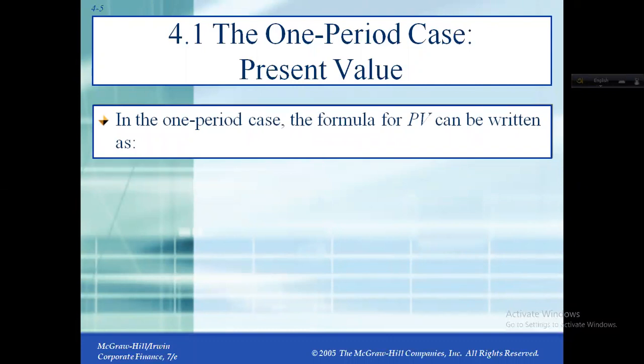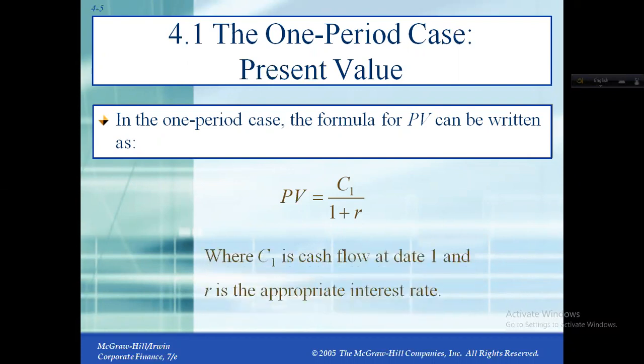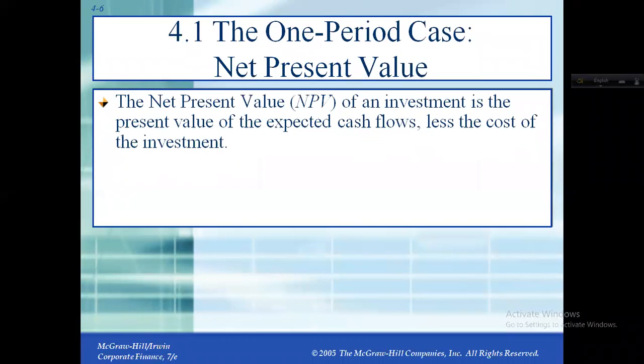So in one period case, the formula for present value can be written as present value equal to C1 divided by 1 plus r to the power t or n. C1 means future value that will be gotten in future. Where C1 is the cash flows at date 1, 1 means in future, and r is the appropriate interest rate. The net present value of an investment is the present value of the expected cash flows less the cost of the investment. So actually we can say that NPV equal to minus outflow plus total present value of cash inflows.